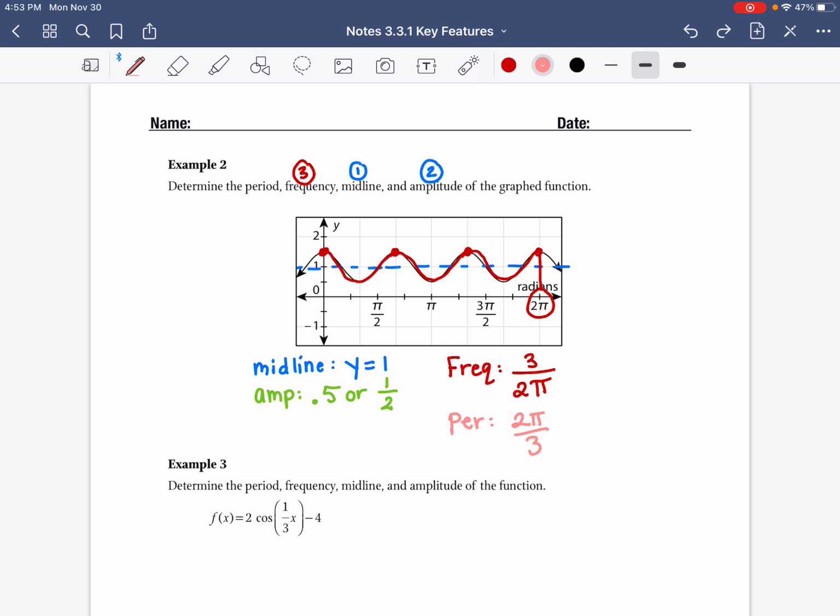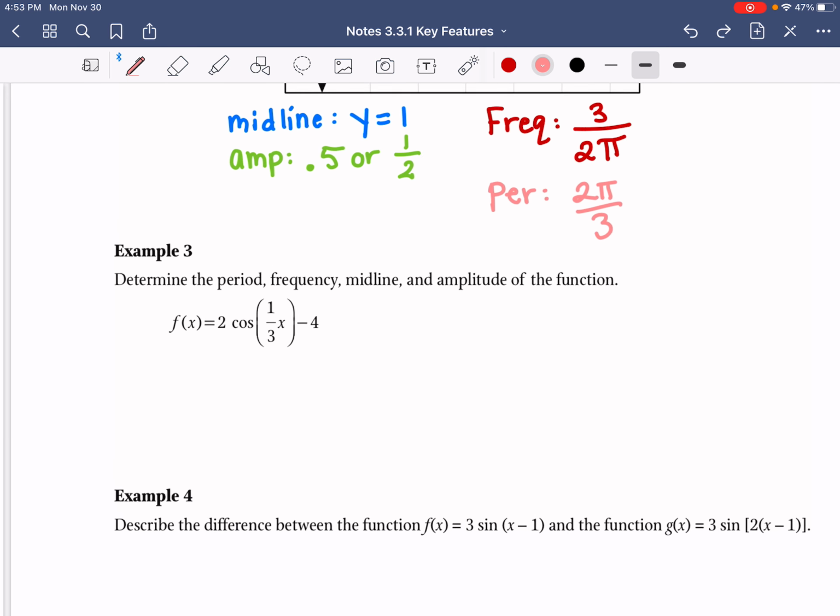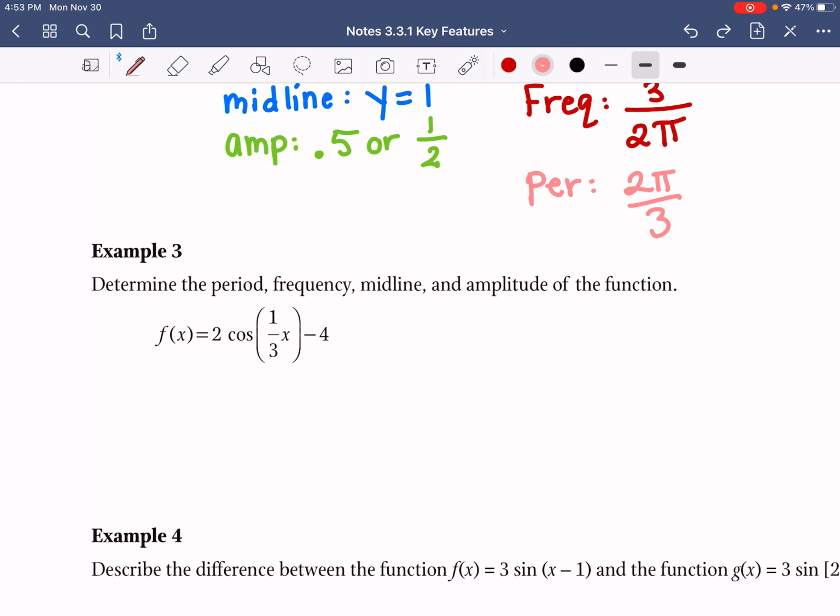From a graph, find your midline first, then your amplitude, and then you can go back and find your period and frequency. They're just reciprocals of each other. All right, example 3 says determine the period, frequency, midline, and amplitude of the function. They gave us an equation instead of a graph, so some of your homework problems are going to do that as well. In an equation, we have f of x equals a cosine equation. This is a little equation I gave you.